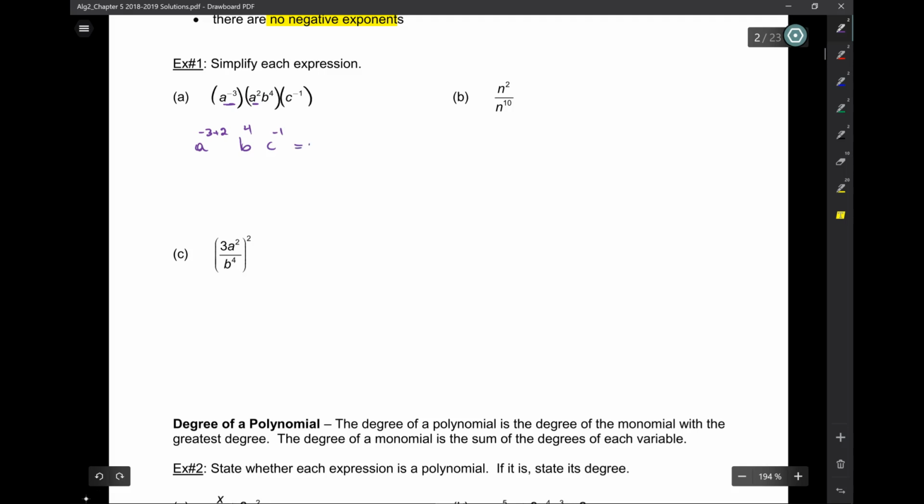Here I have a to the power of minus 1, b to the 4, c to the minus 1. Okay. Now, b to the 4, that's good, stays. a to the minus 1, both a and c move down. Okay? a to the 1, c to the 1.